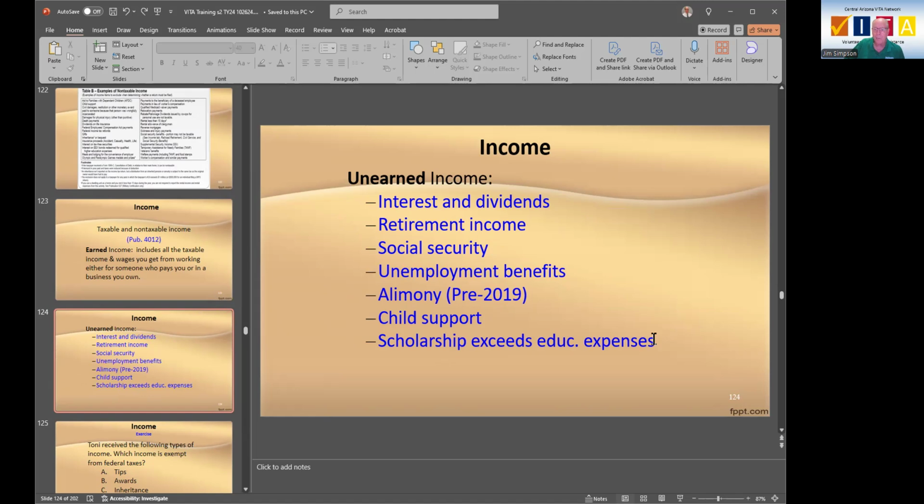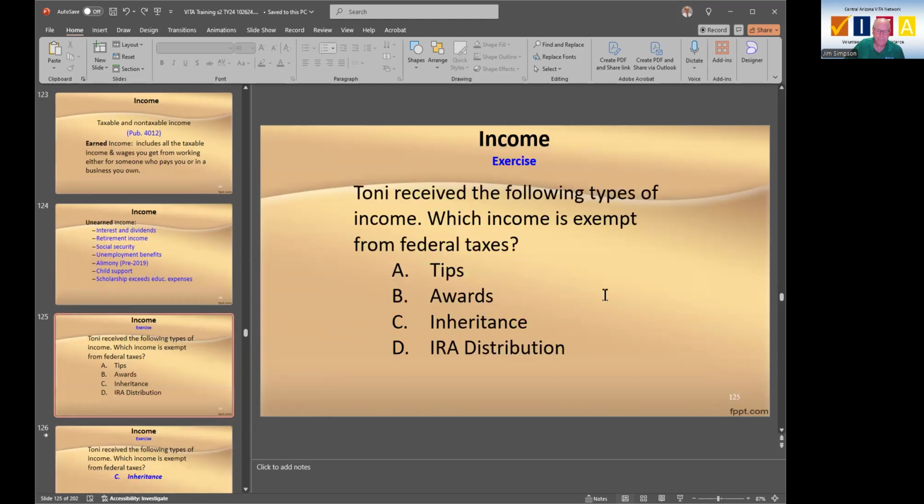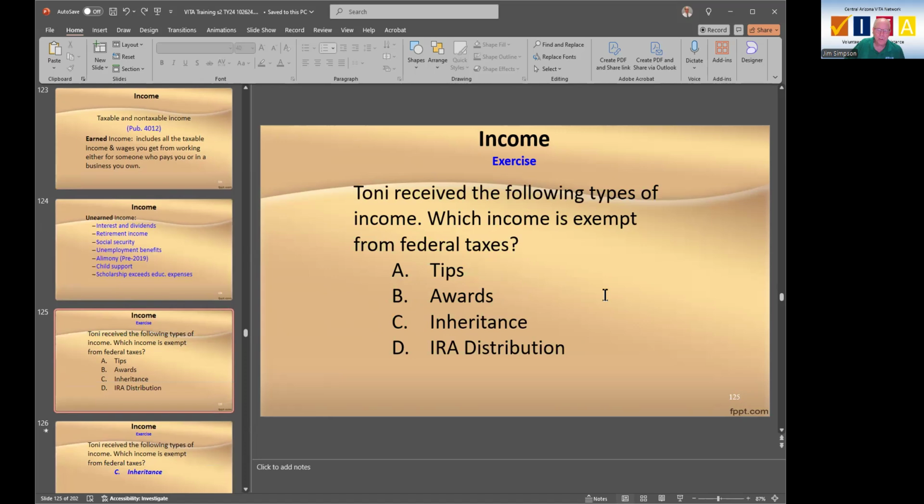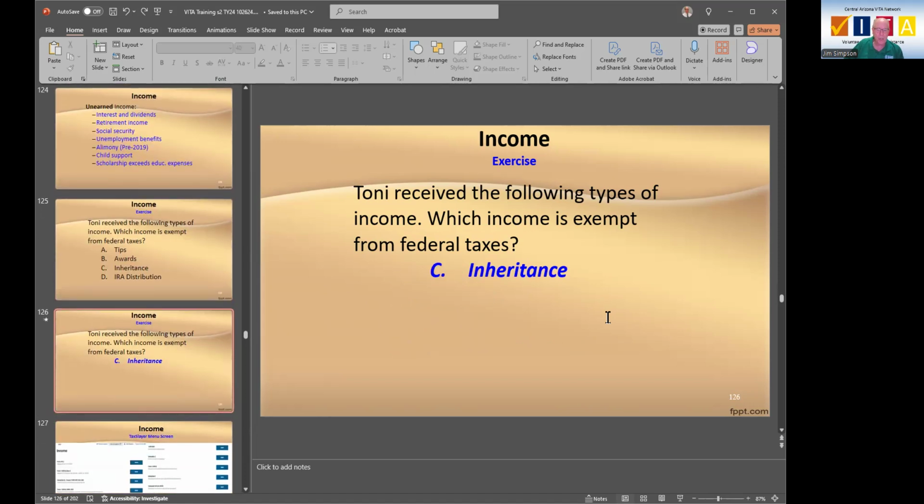We're going to talk a bit about how there can be some scholarships that you have to pay taxes on. So here's an exercise. Tony received the following types of income. Which income is exempt from federal taxes? Now, you can turn to page D4 in your Hub 4012, but I think I kind of just explained this. So I'm going to go forward here, and it's inheritances.